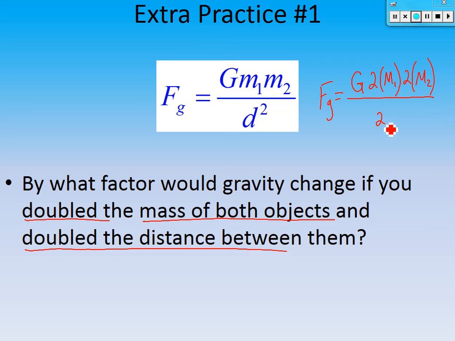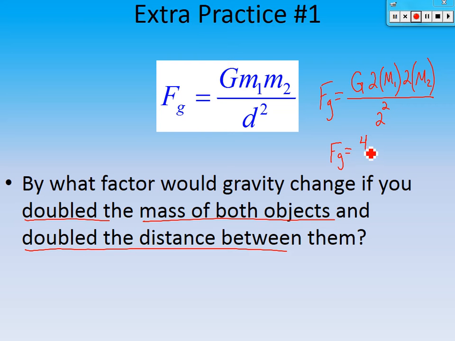And the distance is also doubling, so we've got to remember to square that. Okay, so what I did is I just put a 2 in for m1, a 2 times m2, and we're timesing the distance by 2 as well. So here's how you figure this out. Force of gravity is going to be, you just times these top 2 together. So 2 times 2 is 4.